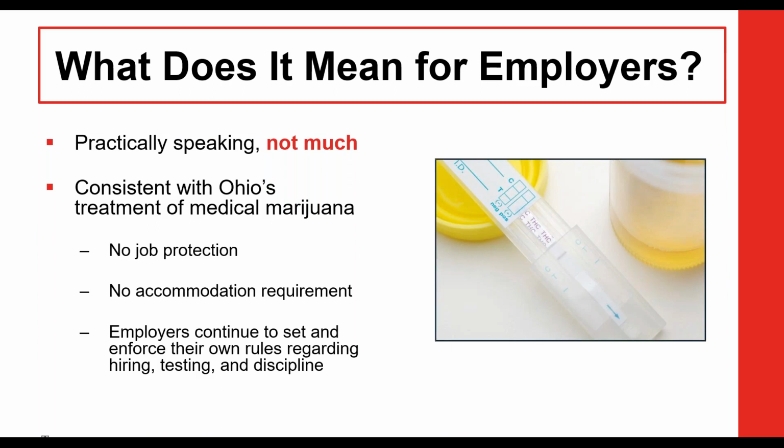Not a whole lot, right? So issue 2 is drafted consistently with Ohio's treatment of medical marijuana. That means that users of adult use cannabis, notwithstanding the legalization efforts, are not entitled to job protection. The law in Ohio has no requirement for employers to accommodate adult use of cannabis. And employers are free to continue to set and enforce their own rules regarding hiring, testing, and disciplining employees based on a positive test.